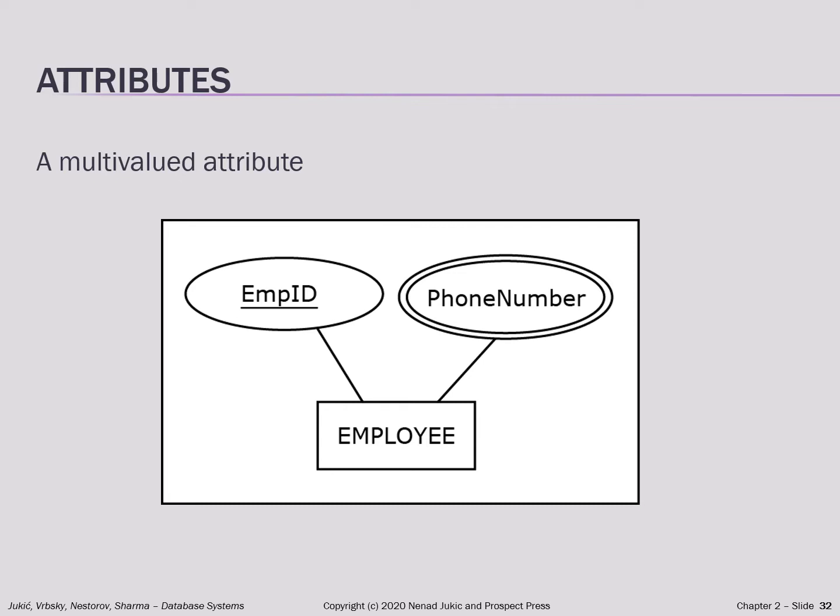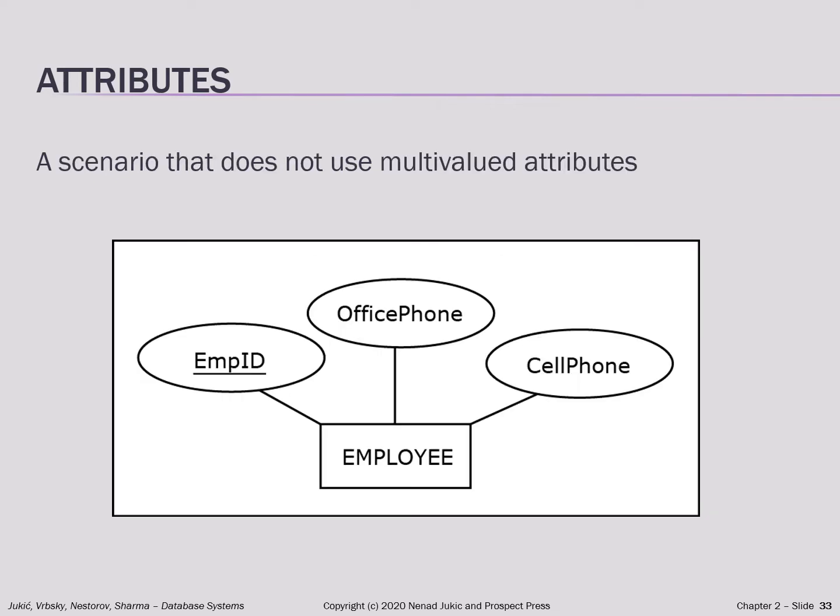So in this example, the requirements are, for each employee, we keep track of a unique employee ID and one or more phone numbers. We have to be careful to distinguish when to use a multi-valued attribute and when not to. If the requirement is that for each employee we keep track of multiple phone numbers and that number can vary from employee to employee, then we would use a multi-valued attribute.